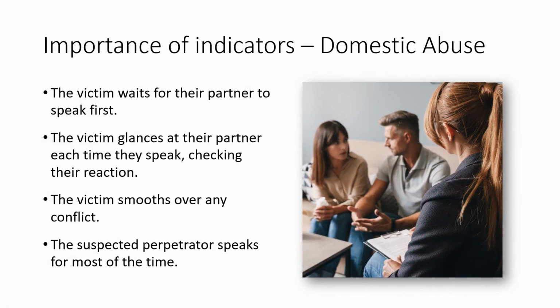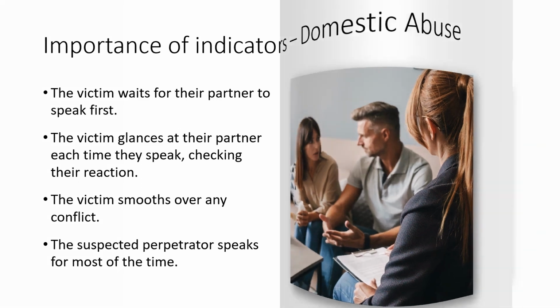This area of domestic abuse has a rich research base about indicators of abuse. For example, the victim waits for their partner to speak first. The victim glances at their partner each time they speak, checking their reaction. The victim smooths over any conflict. The suspected perpetrator speaks for most of the time.